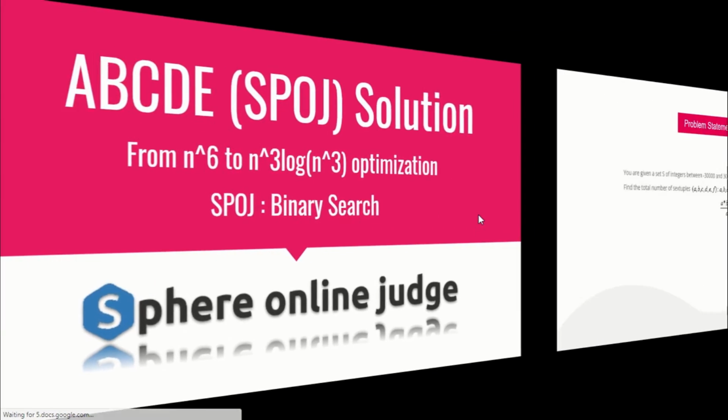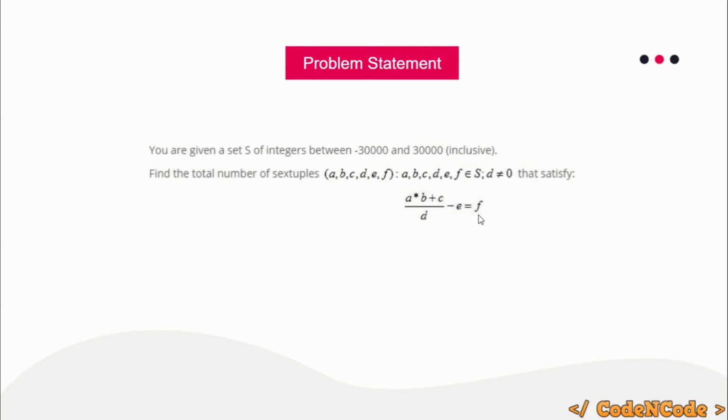Okay, so let's see what the problem statement is. You are given a set of integers which can be from minus 30,000 to plus 30,000, and you have to find the number of sextuples, that is a group of 6 integers, such that they satisfy this equation, and also all of them must belong to this set, and d should not be equal to 0, of course, because this is in the denominator. So you need to find the number of sextuples which satisfy this equation. So this is the problem statement. N can be as large as 100 only. So let's see how we can solve this problem.